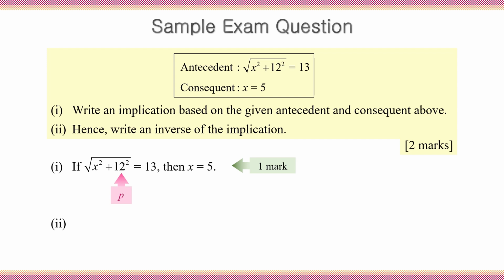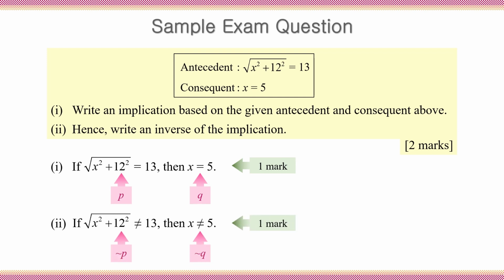When the antecedent is P, and the consequent is Q, by negating both of them, we can get the inverse. Negating an equation is as simple as changing the equal sign to a not equal sign. Write a complete sentence. 1 mark is given.